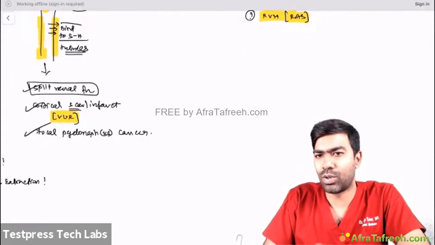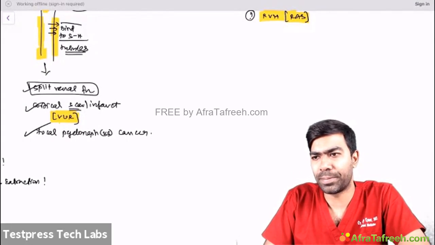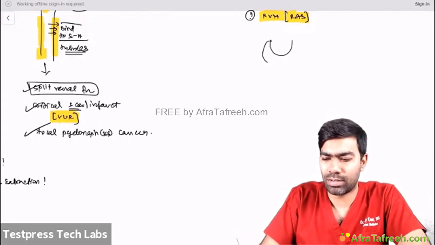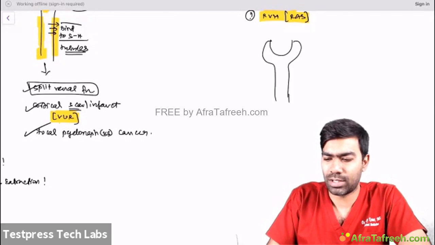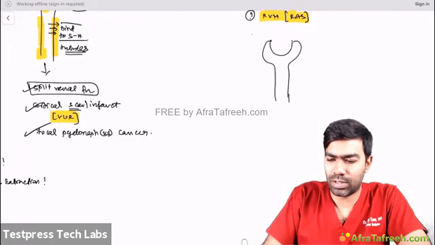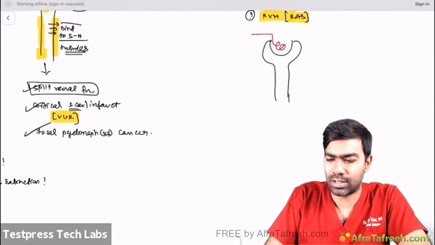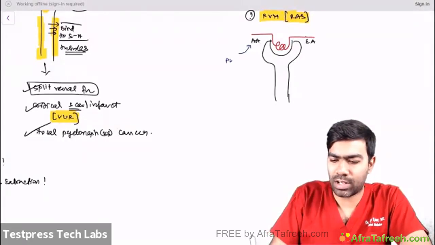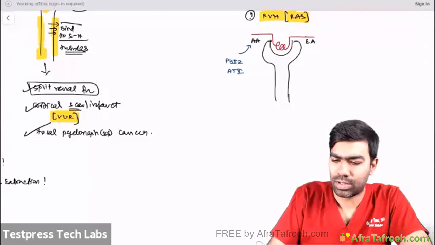Because we need to know the effects of ACE inhibitors and the ARBs on the kidney, this will be the best time to assess this. So we know that there is a capillary here, and there's an afferent arteriole and an efferent arteriole. Remember, the afferent arteriole is predominantly under the control of PGI2 and angiotensin 2, and the efferent arteriole is predominantly under the control of angiotensin 2.